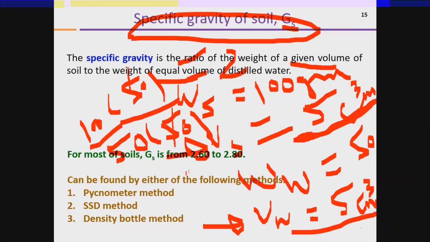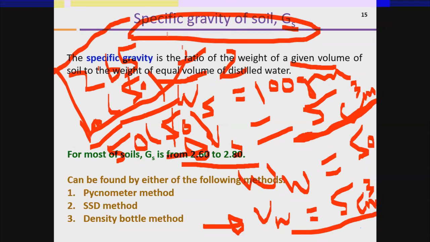Now for most soil, you just keep in your mind that the value of specific gravity is from 2.6 to 2.8. Okay, usually the value of specific gravity of soil we are taking is 2.65. If you will not be having information, or if you will not be having any physical tool with the help of which you can compare the specific gravity of a soil system, then you can use 2.65 as a standard value.